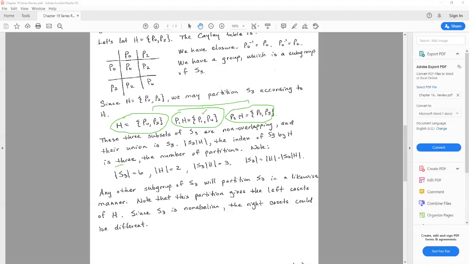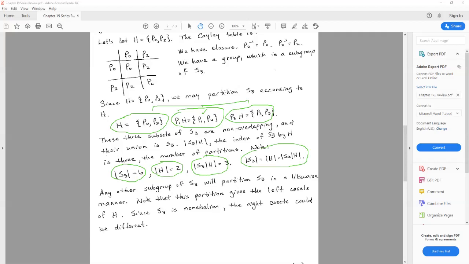Notice that the order of S3 again is 6. The order of this subgroup is 2. And the index of S3 by H is 3, which is a fancy way of talking about the number of cosets. And again, there's a theorem out there that verifies that the order of a group is going to be equal to the order of the subgroup times the number of cosets that are generated. This is just an example of that, because 6 is equal to 2 times 3.